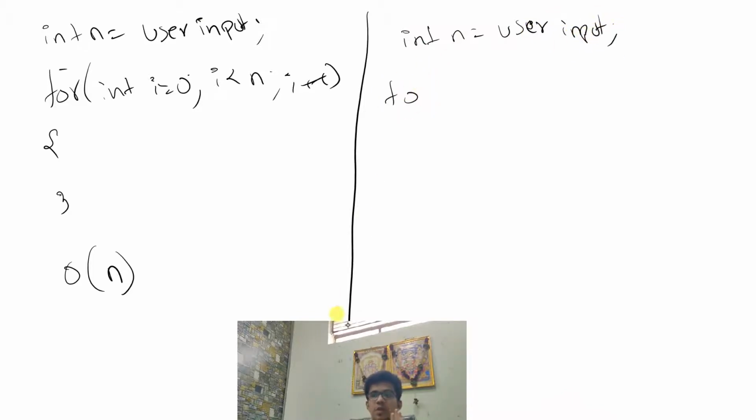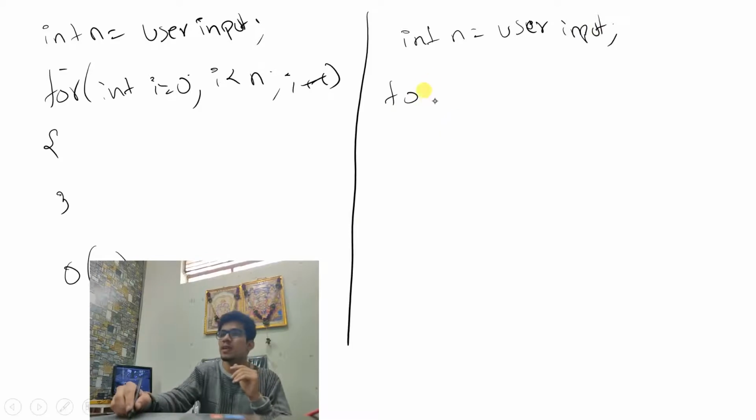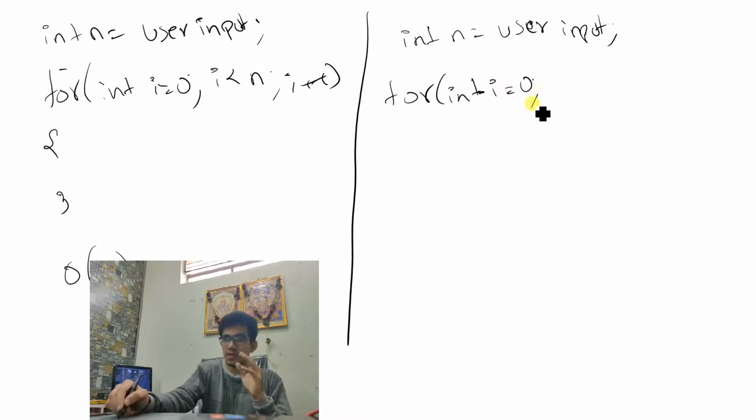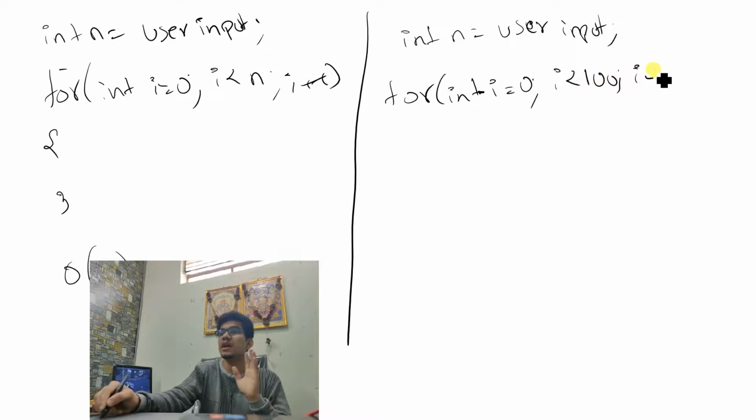But in the for loop, what am I doing? Watch here. In the for loop, I'll write int i should start from 0, int i should be less than 100, i plus plus. And here I'll write some statement.